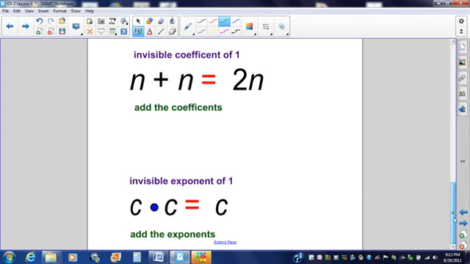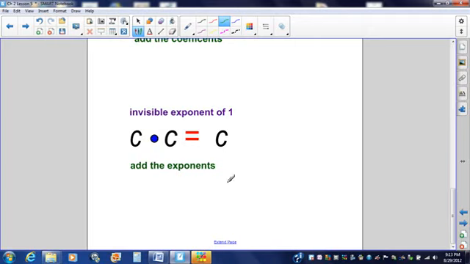So n times n equals n squared. Now I'm going to skip down to this example. If you had c times c, there's an invisible exponent of 1. When you are multiplying, you are really, very good, boys and girls, adding the exponents.